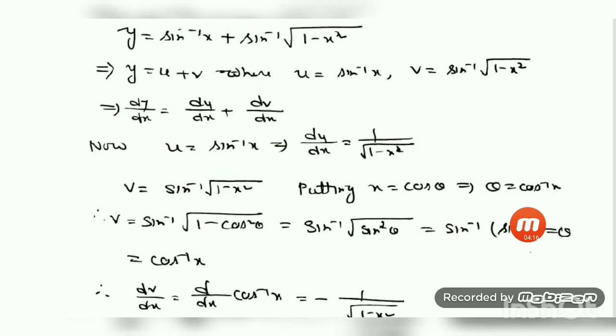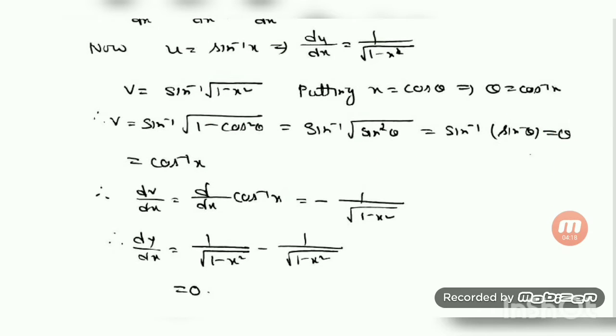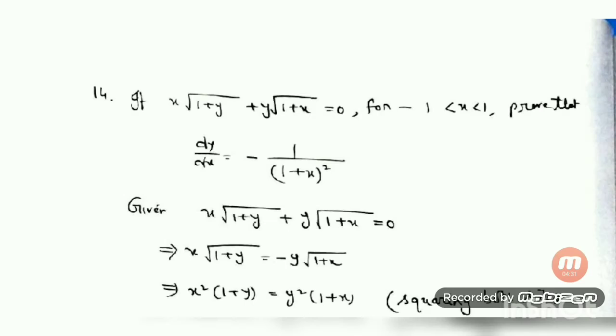So dy/dx equal to what is du/dx? Under root 1 minus x square. So dy/dx equal to 1 by under root 1 minus x square minus 1 by under root 1 minus x square. So the value is equal to 0. Question number 13 is completed here. Let us go to question number 14.